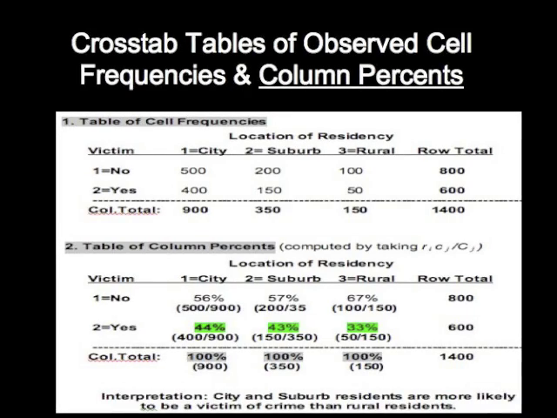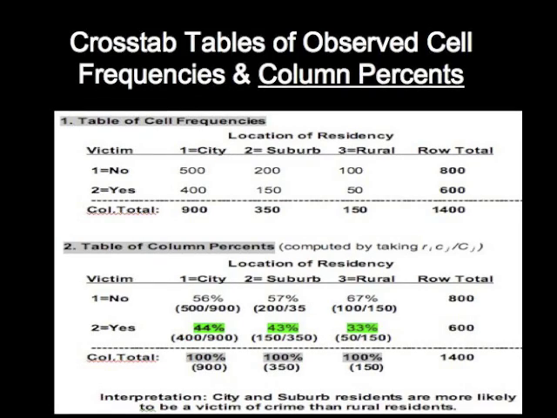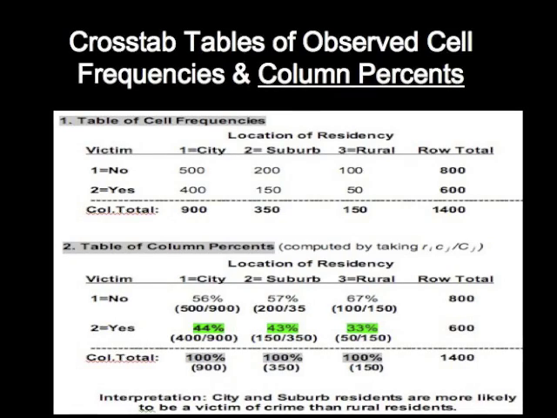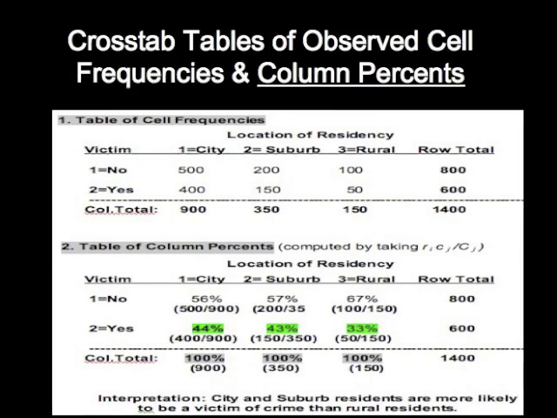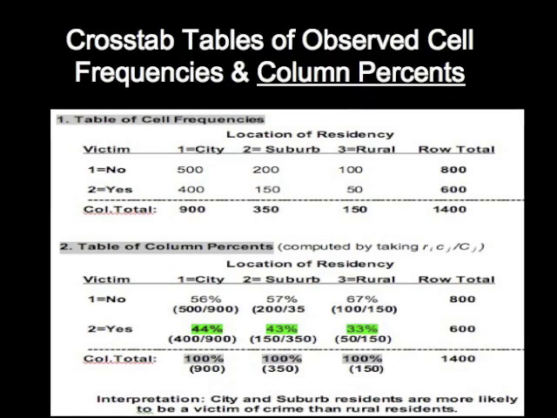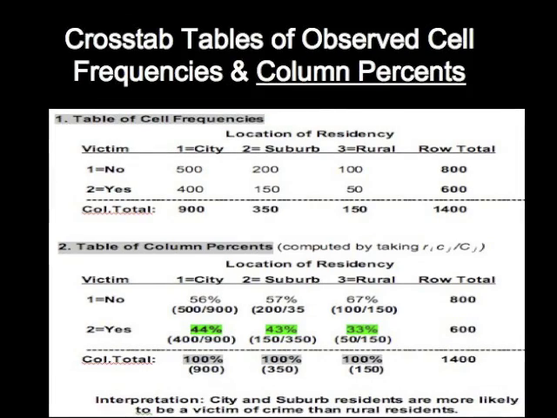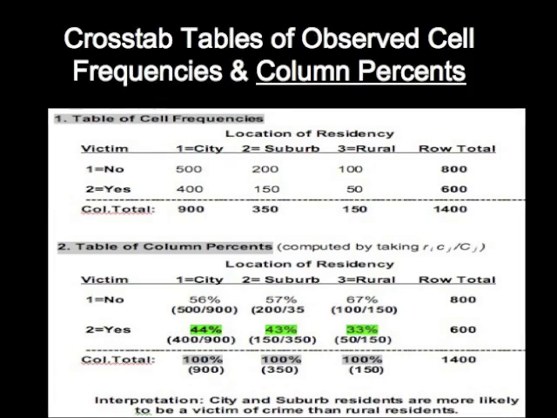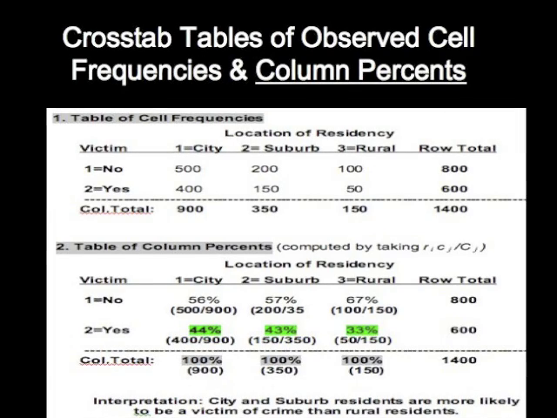Now the interpretation of this table is basically you percent down the columns and then you compare across the row of the variable that you're interested in. In this particular case, we reach the conclusion that both city residents and suburban residents are far more likely to be victims of crime than rural residents. They're basically 40%, 44% for city dwellers and only about 33% for rural folks.